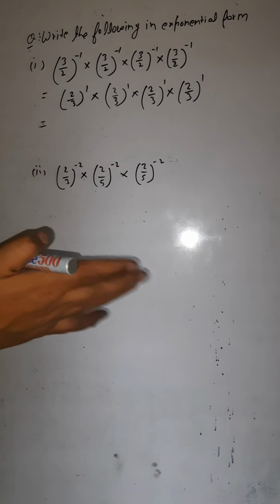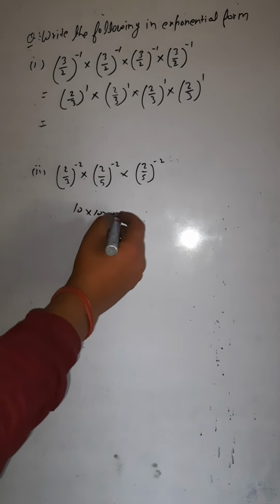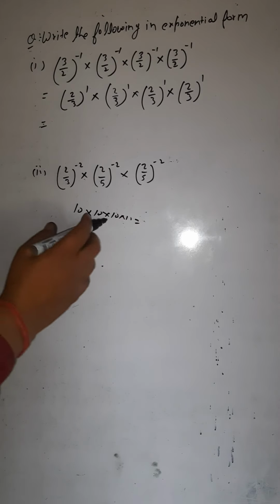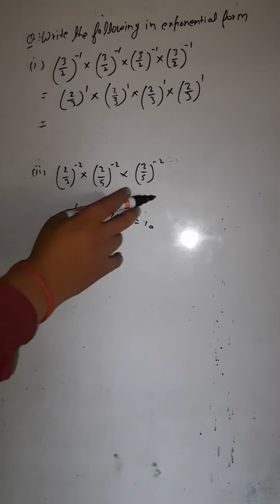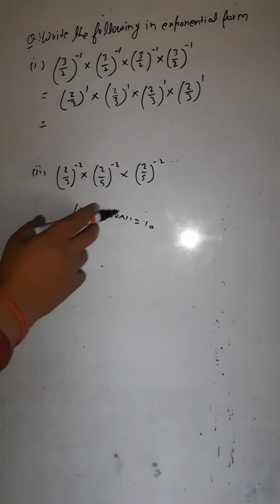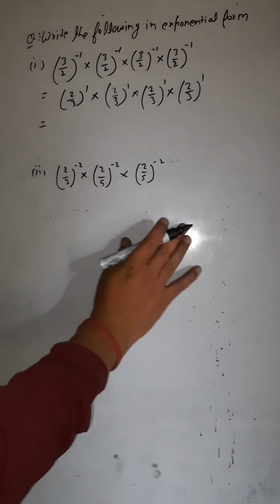As we have just read, if there is the repeated multiplication of 10, we write this 10 as the base, and how many times it is being repeated, that we write as its power: 1 2 3 4. So we have written this power here. Are you getting this? So this you have to remember.